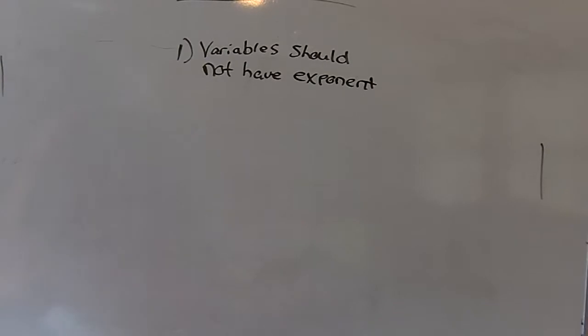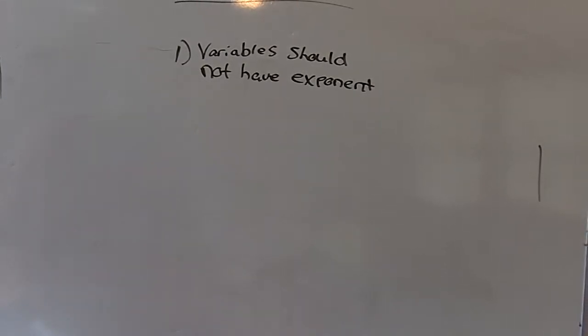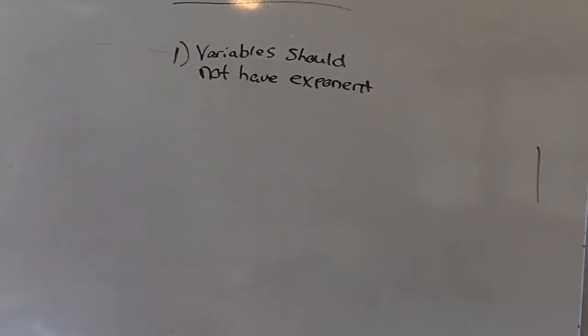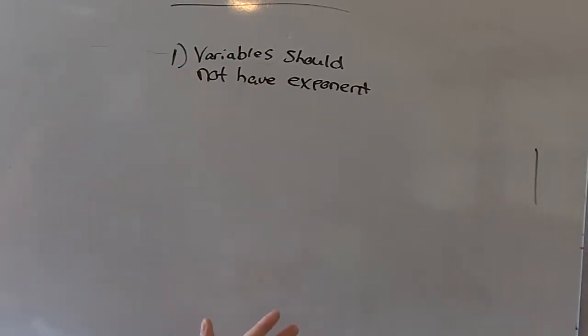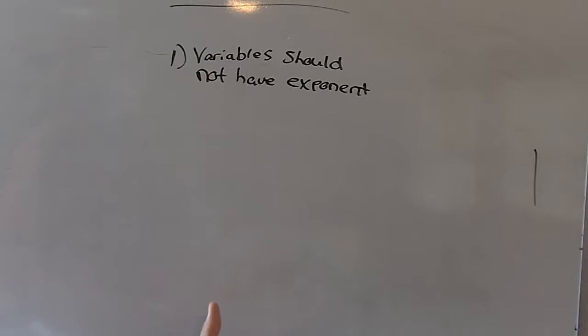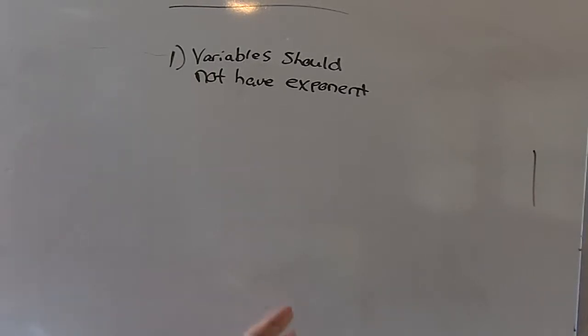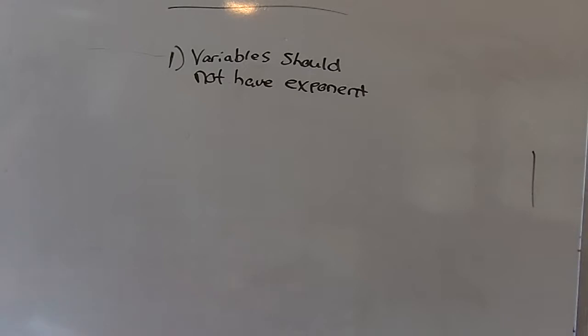Every variable always has at least an exponent of 1, but we don't write exponents of 1, which is why I've said variables should not have an exponent, and I should say variables should not have an exponent that is visible, because we don't write exponents of 1. If you see an exponent of 1 on a variable, it is okay, but we typically don't write it, and there's really no good reason for writing it. So variables should not have exponents.